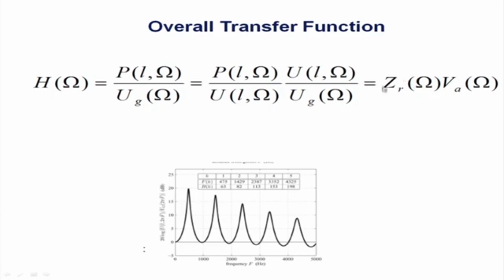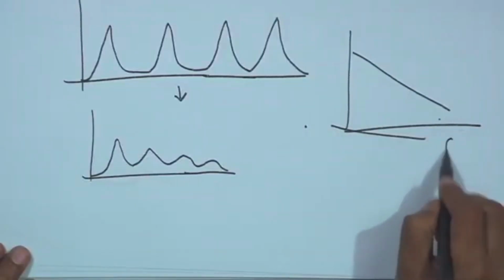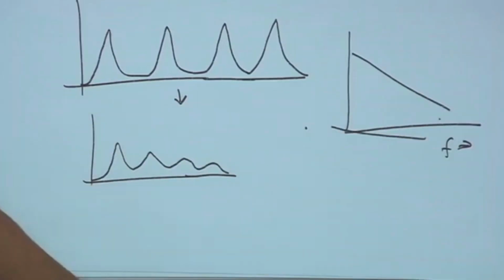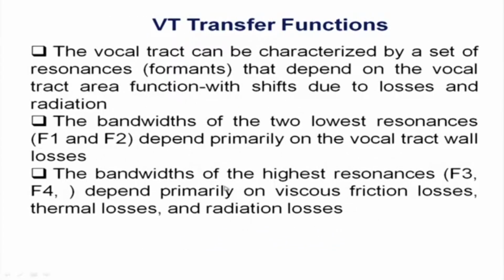If omega is low, the radiation effect is negligible. If Z_r(omega) is very high, then there is a lot of attenuation in the high frequency. So, the frequency response of Z_r(omega) is like this taper. If the frequency increases, the loss increases. Okay. So, that is why, if you see any speech signal, it will look like that, with high frequency amplitudes being less. It is due to the radiation loss. High frequency amplitudes are very less.